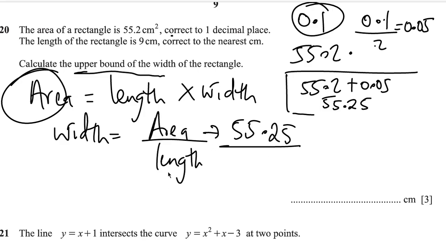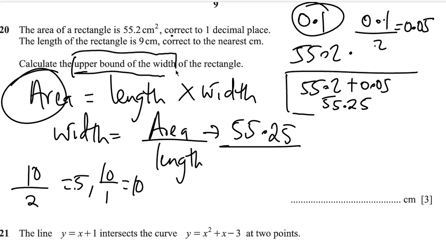But we will then get the lower bound of the length. Why? Because let's say we're dividing two numbers. 10 divided by 2 is going to give you what? 5. And then if you say 10 divided by 1, it's going to give you 10. So you can see that as the denominator increases, the output decreases. And we're looking at the upper bound of the width. We want to maximize. We're looking at the highest possible value. So we're going to look at the lower bound.